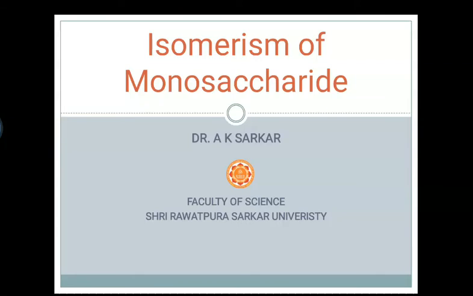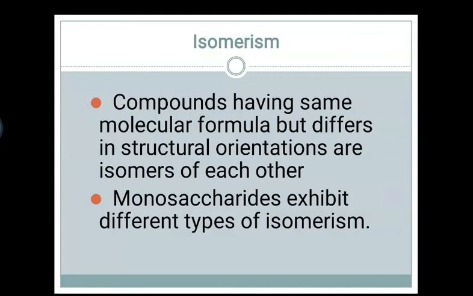Today we'll discuss isomerism of monosaccharides. In this study, we mainly discuss aldose-ketose isomerism and stereoisomerism. What is isomerism? Compounds having the same molecular formula but differing in structural orientations are isomers of each other. Hexose has the general formula C6H12O6. This is the general formula of glucose, fructose and galactose, but all are different in structural orientations.